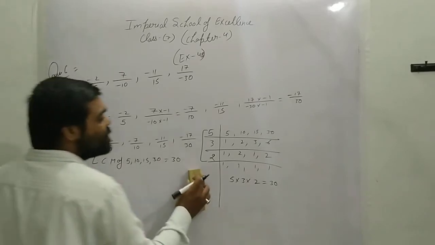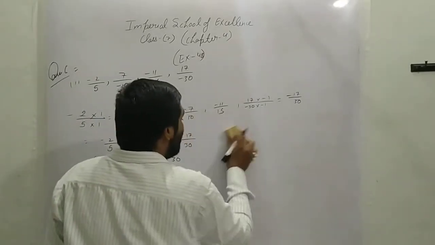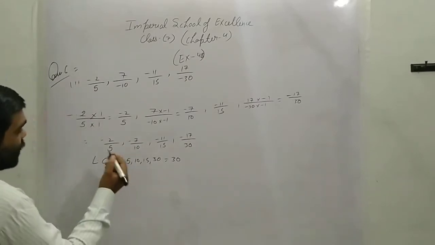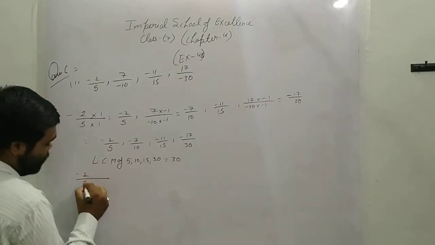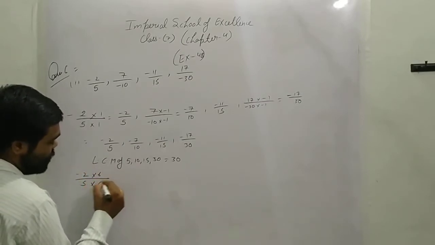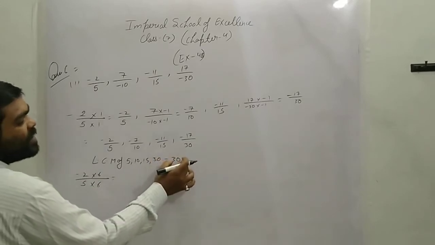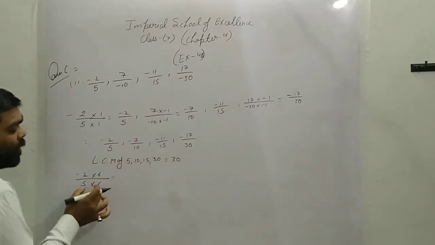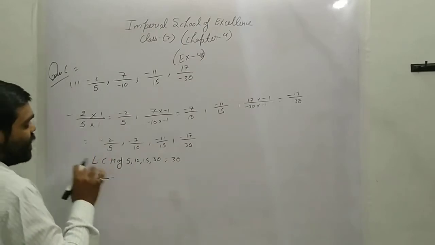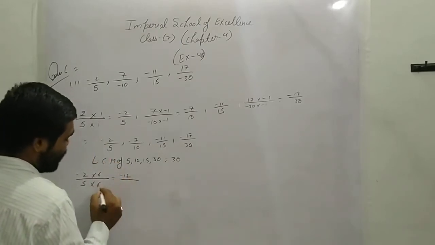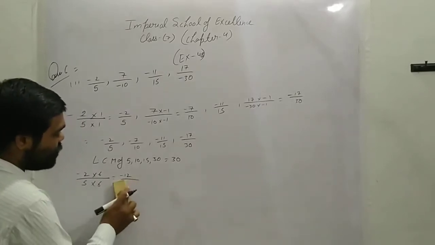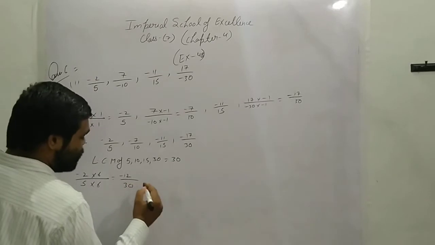Now you have to arrange these numbers according to the given question. First of all, multiply minus 2 upon 5 by 6. Why? Because the LCM is 30, so you need 30 in the denominator. 6 twos are 12, minus 12, and 6 fives are 30. This is your first one.